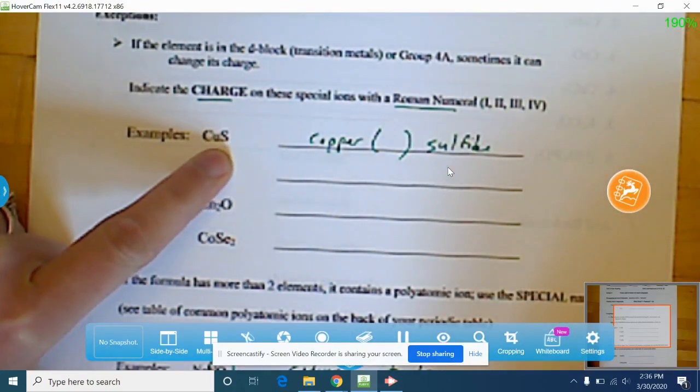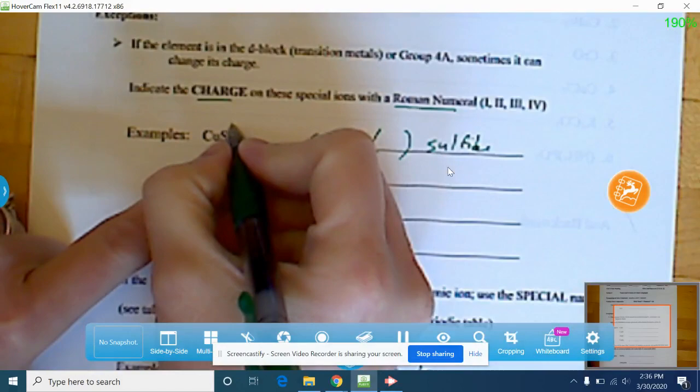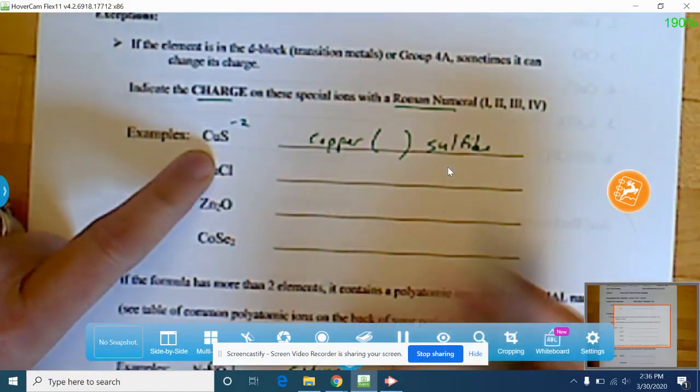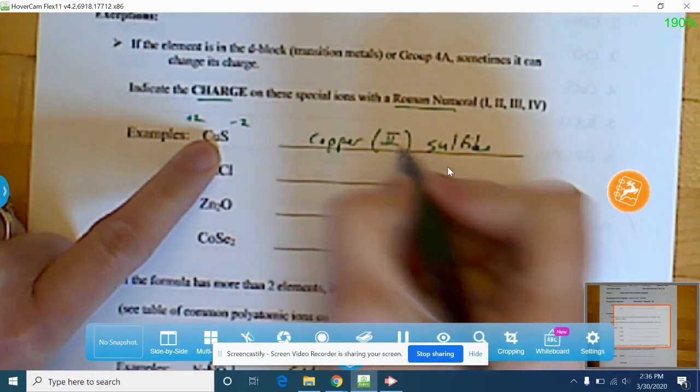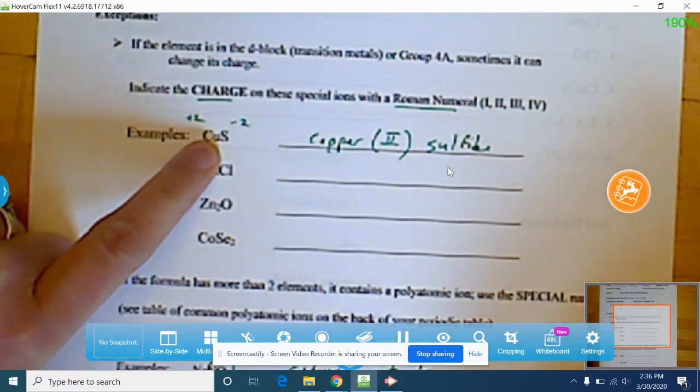S, sulfur, becomes sulfide. Sulfide, we have to figure out the charge. S normally has a charge of -2, so that means that copper has to balance it out with a charge of +2, so we put a Roman numeral 2 in our parentheses.